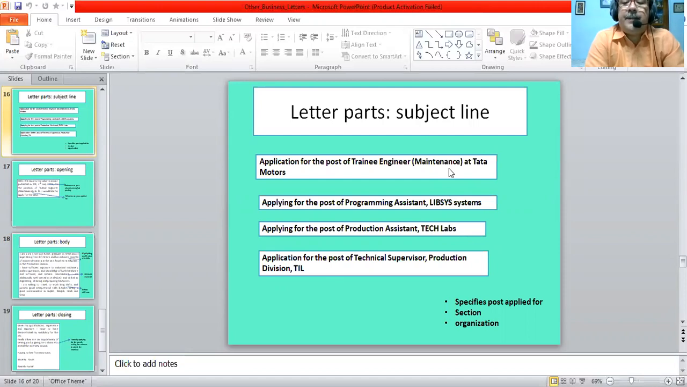So this specifies the post applied for, that is trainee engineer, programming assistant, production assistant, technical supervisor, and so on. Also, it specifies the section and the organization, that is Tata Motors, Libsys Systems, Tech Labs, and so on. The Tractors India Limited, TIL. So the subject line talks about the post, the section, and the organization.